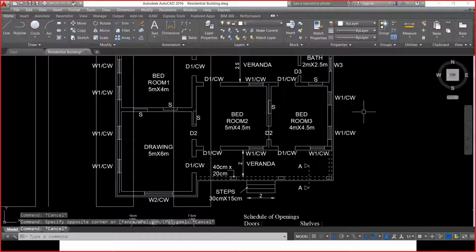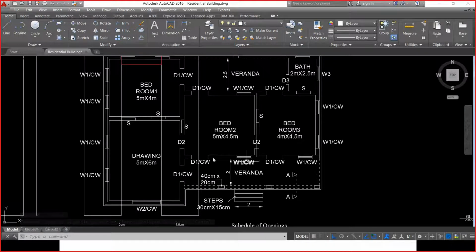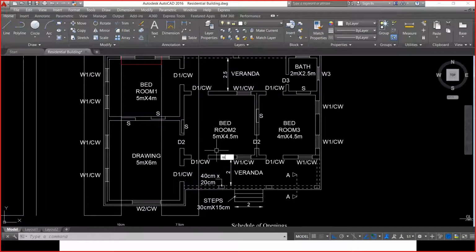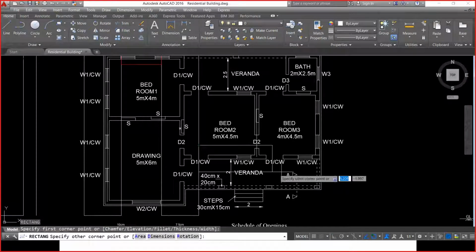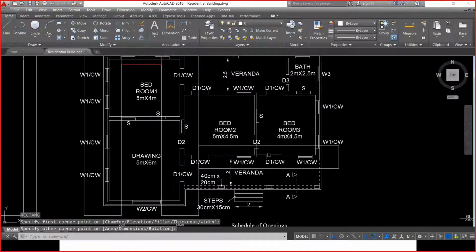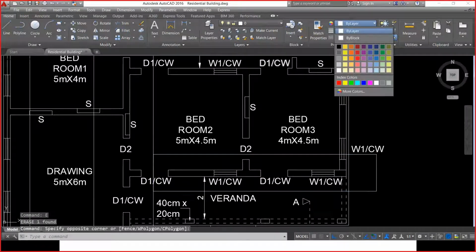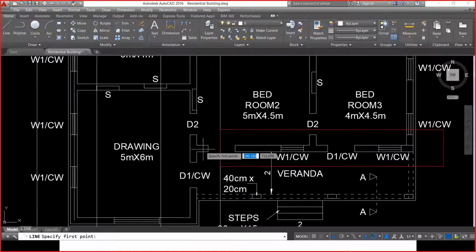We have to do the calculation for length. So the center to center distance is now 9.6 meters and I'm going to draw the rectangle for this. This is the actual first footing which I have to lay now. So in order to do that, let me highlight it in red color. But I know the center to center distance.